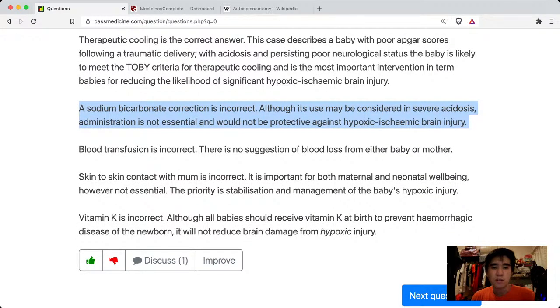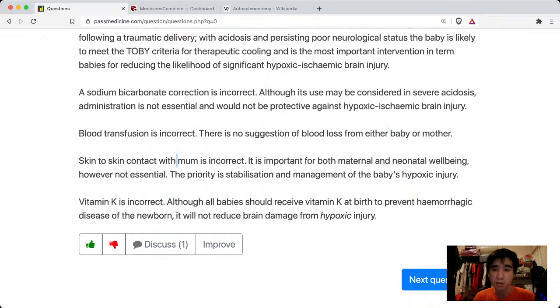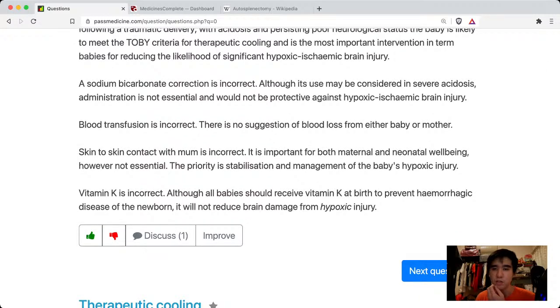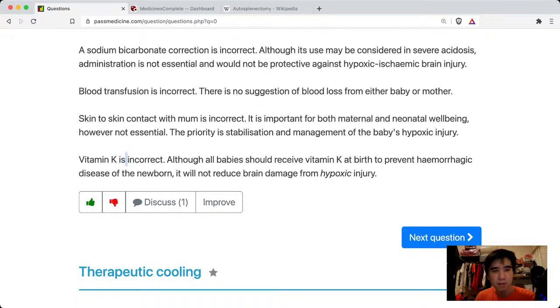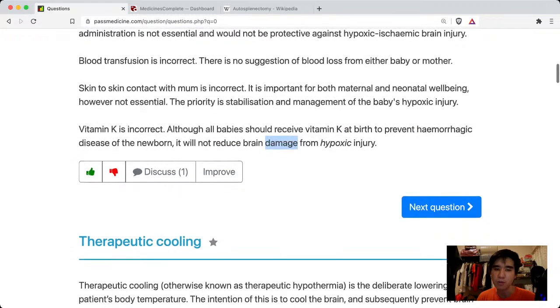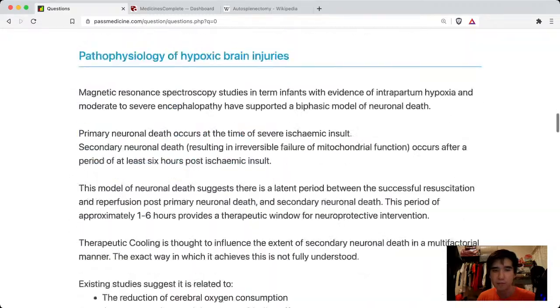Blood transfusion is incorrect. There is no suggestion of blood loss from either the baby or mother. Skin-to-skin contact with mom is incorrect. It's important for both maternal and neonatal well-being, however, not essential. The priority is stabilization and management of the baby's hypoxic injury. Vitamin K is incorrect. Although all babies should receive vitamin K at birth to prevent hemorrhagic disease of the newborn, it will not reduce brain damage from hypoxic injury. Cool.